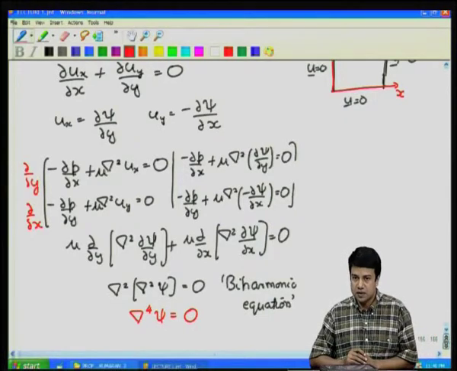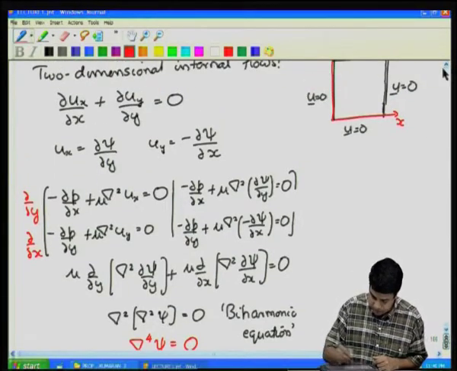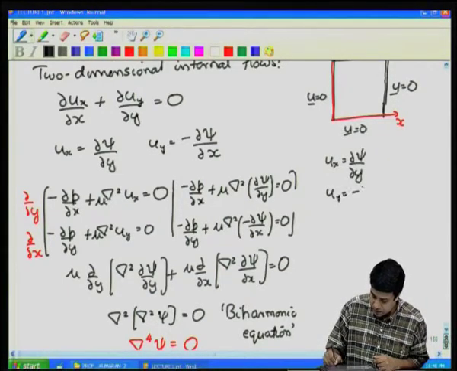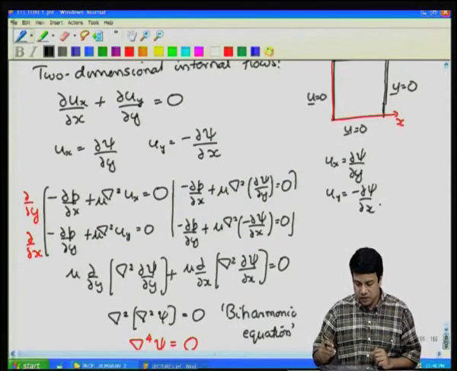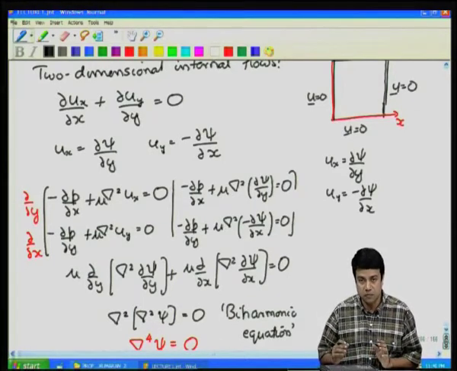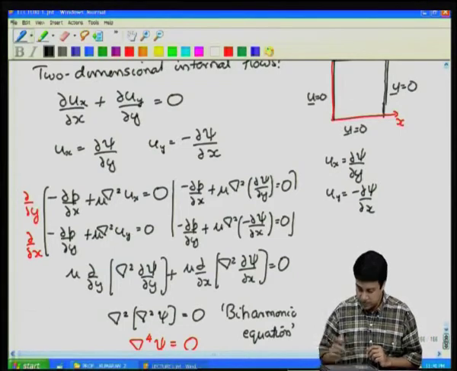And the boundary conditions that you typically impose are u x is equal to partial psi by partial y, okay, and u y is equal to minus partial psi by partial x. So, boundary conditions for the derivative of psi with respect to both x and y are imposed on all boundaries, okay, and these have to be solved in order to get a solution. Okay.